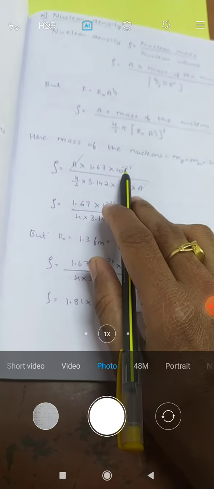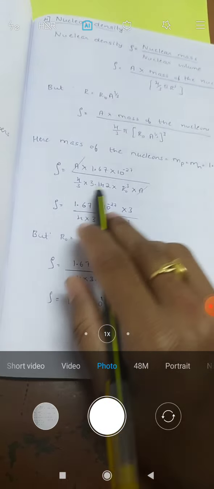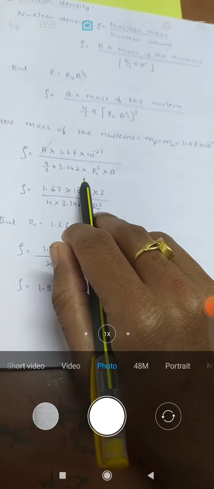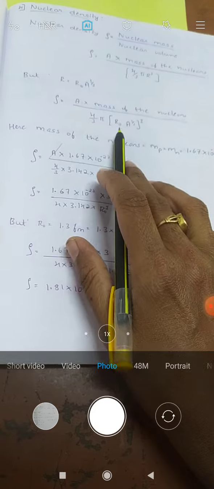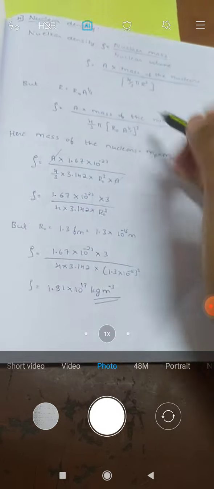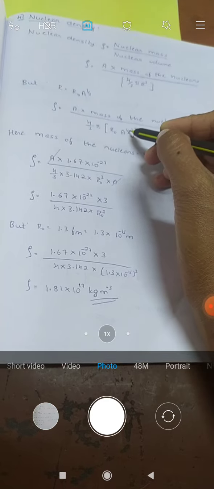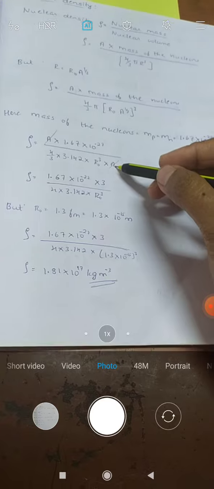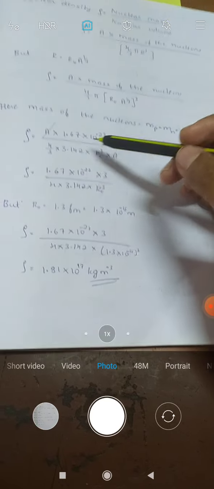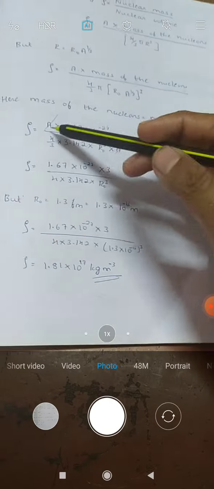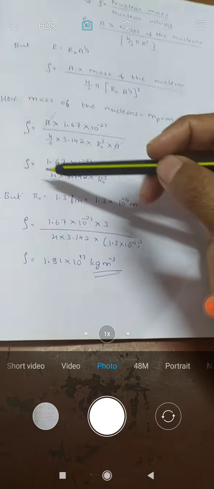Rho is equal to A into 1.67 into 10 to the power of minus 27 divided by 4/3 pi. Pi value is 3.142. And next, r0 cube, directly written r0 cube, into A to the power of 1/3 whole to the power of 3. Here the 3 gets cancelled, remaining is A. In this expression both numerator and denominator consist of the A term, so A gets cancelled.